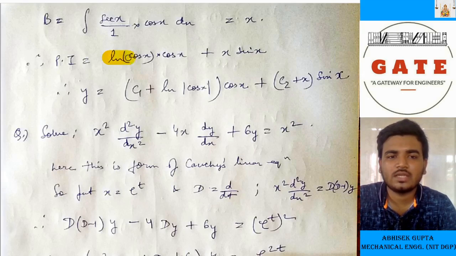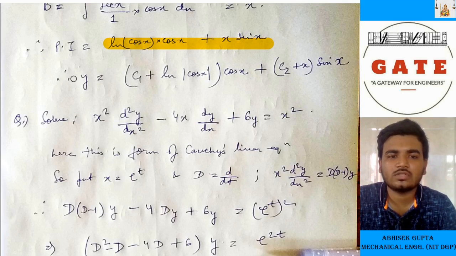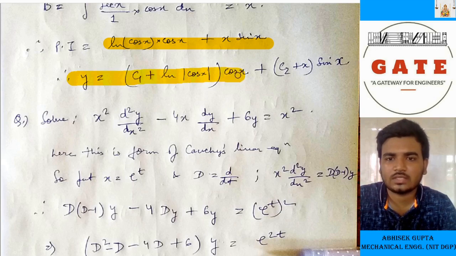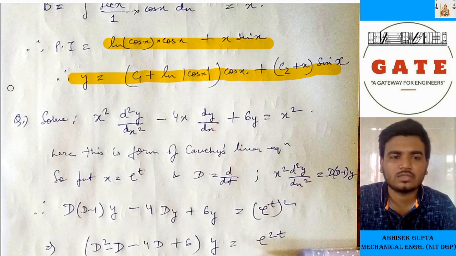So the P.I. is ln(cos x) into cos x plus x sin x, and the complete solution is (c1 + ln cos x) cos x + (c2 + x) sin x. This is the complete solution.